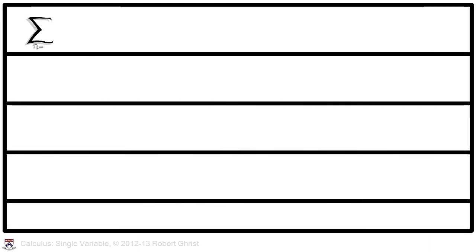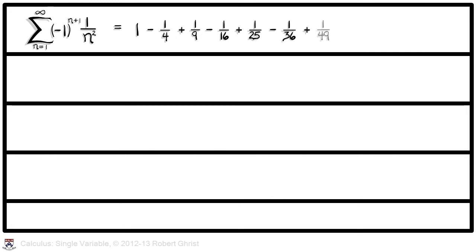Let's see some examples. If we take the sum from 1 to infinity of -1 to the n plus 1 times 1 over n squared, this is 1 minus a fourth plus a ninth minus 1/16, etc. What can we say about this? Well, it definitely converges based on the alternating series test. When we take the absolute values, what do we get? We get a p-series with p equals 2. That also converges. Therefore, this is an example of an absolutely convergent series.